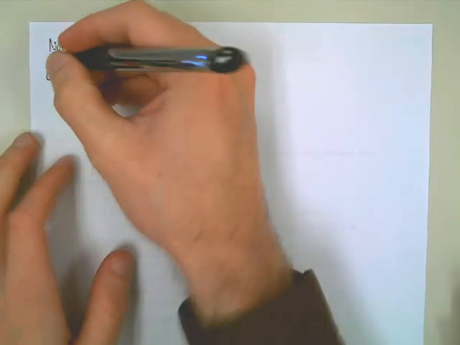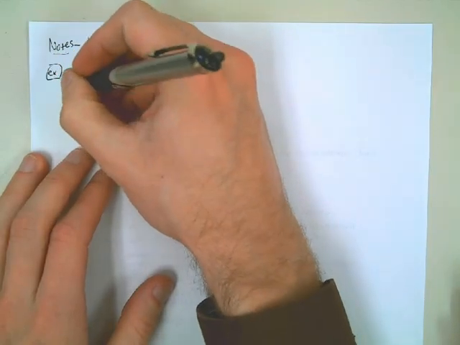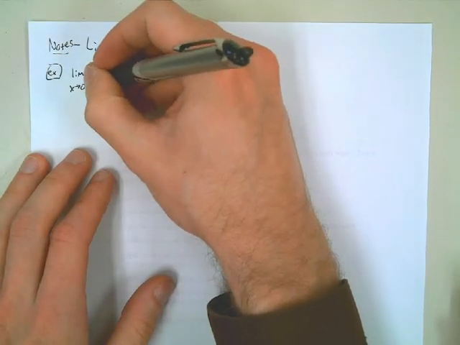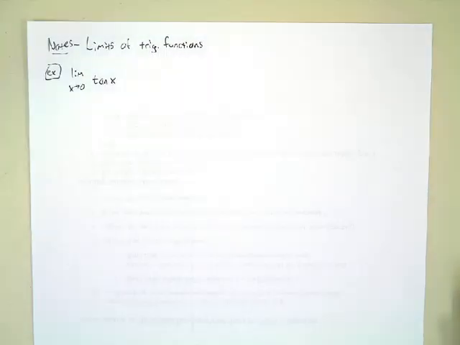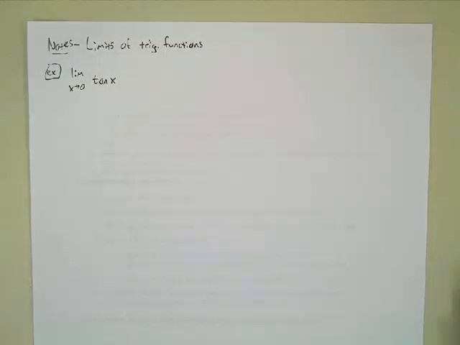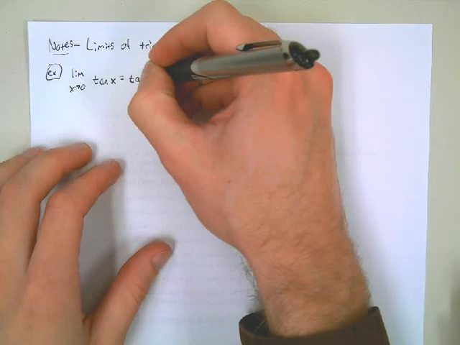Moving on. We're just going to jump right in here. Limit as x approaches 0 of the tangent of x. Well, anything multiplied by 0 is 0. Remember, it's not tangent times x, though. It's tangent of x. So what's our first tool we should attempt here? Direct substitution. So we're just going to try and evaluate tangent of 0.